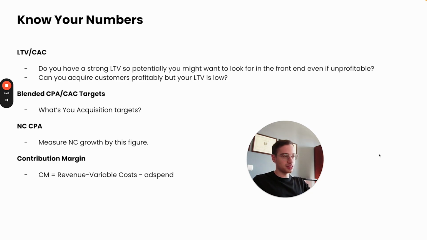So you need to first find your margins, see where you're profitable so you can set proper targets. Now, one of the most important numbers you need to know is the LTV to CAC ratio. That will determine how aggressive you can be on the front end and what a good CPA is. If you have a strong LTV, maybe a subscription-focused product, you potentially don't need to be profitable on the front end, because you're going to make it back in whatever your LTV window is, 30, 90 days, whatever that is.